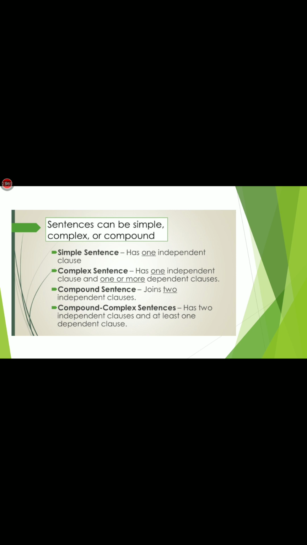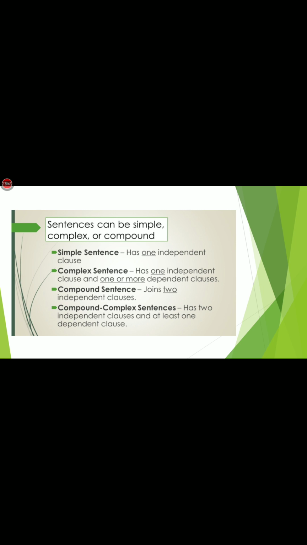A complex sentence has one independent clause and one or more dependent clauses. The dependent clauses in a complex sentence can be either a noun clause, an adverb clause, or an adjective clause, which is dependent on the main clause. In a compound sentence, there are two independent clauses which are not interdependent, which are of the same weight, and they can be joined with a conjunction.